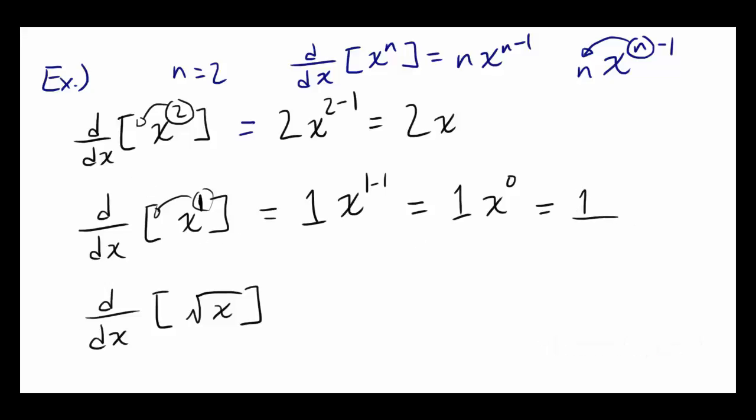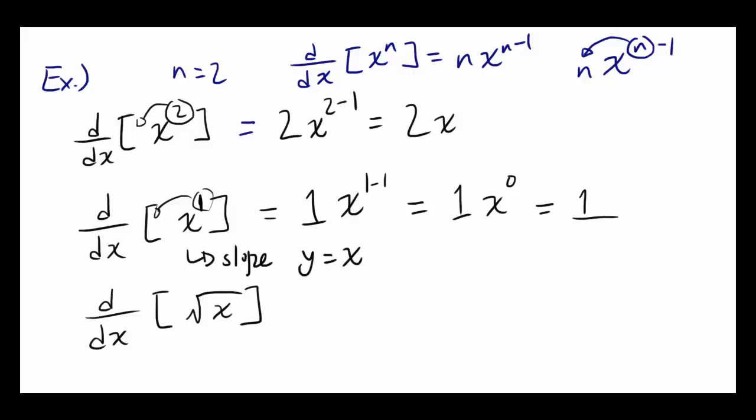Another way of thinking about the derivative of x to the first power is that the derivative is the same thing as slope. So it's asking you what the slope of y equals x is, and obviously that's going to be 1 from algebra 1.